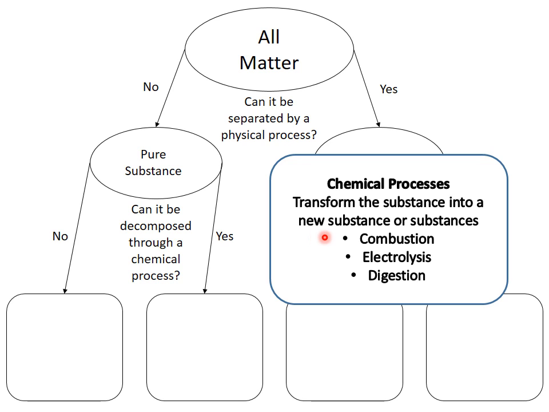Now, these include things like combustion, which uses thermal energy to transform your compound, for instance, gasoline into carbon dioxide and water vapor. Electrolysis, which uses electrical energy to separate your substances. This is one of the ways that we make sodium metal, pure sodium. Or digestion, which uses other chemicals to transform a substance into a new substance.